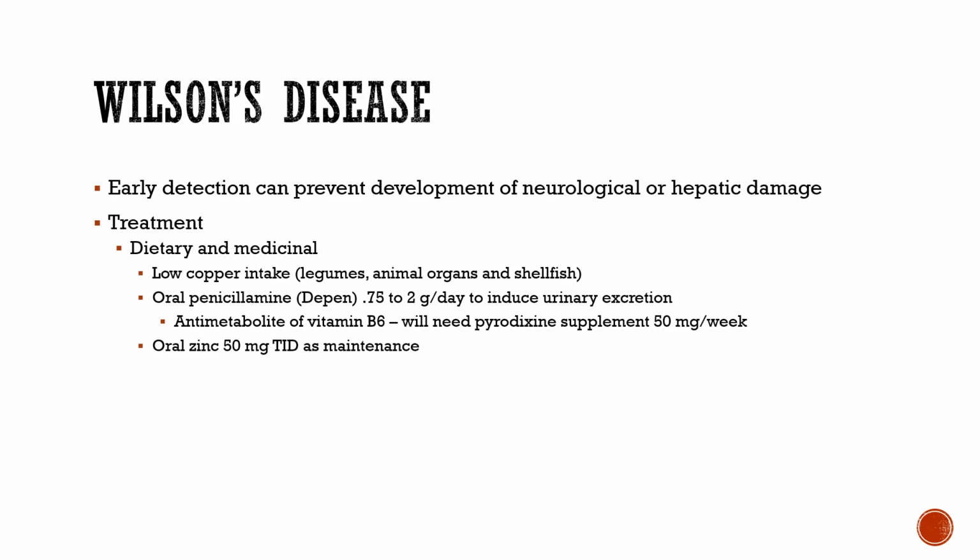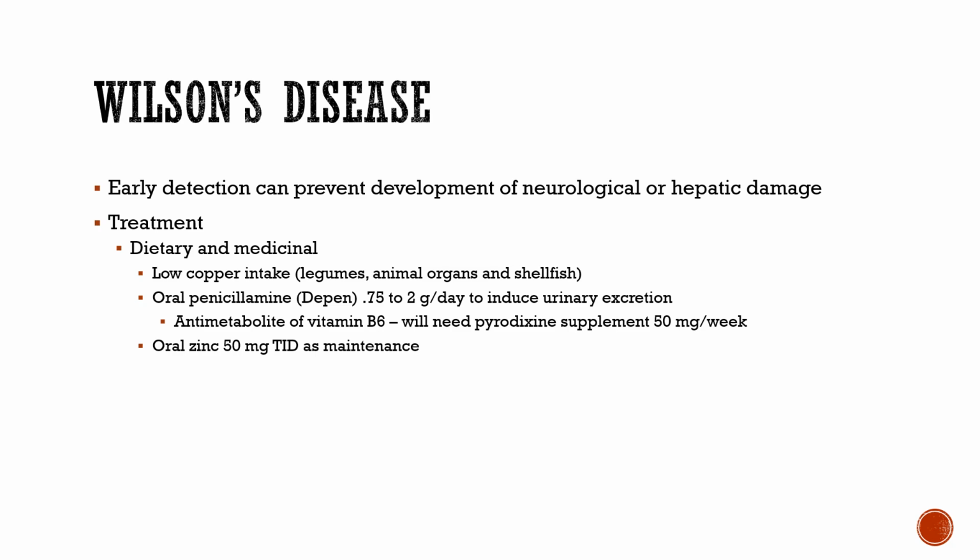Oral penicillamine or D-pen, 0.75 to 2 grams per day. That's 0.75 milligrams up to 2 grams per day to induce urinary excretion. So what it does is it chelates or binds to the copper in the blood, and then it's excreted through the urine.